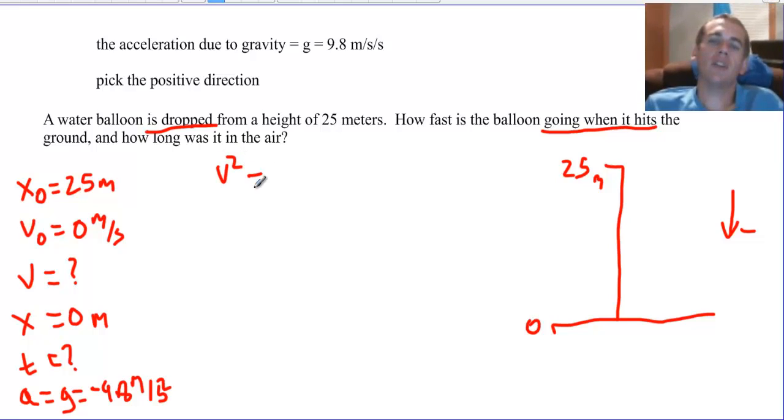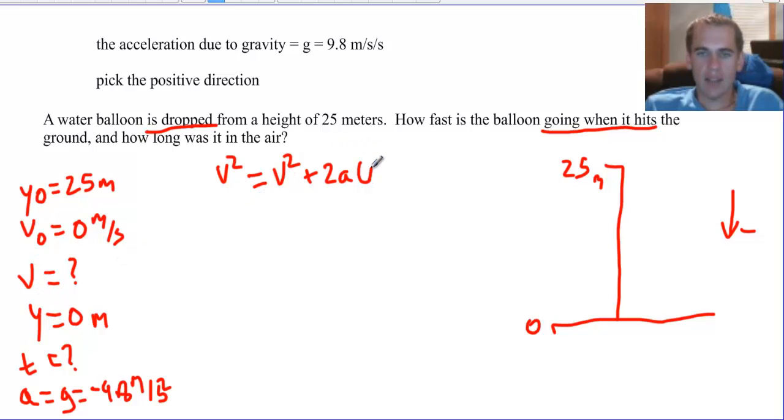Final velocity squared equals initial velocity squared plus twice the acceleration times the change in position. And you know what? I'm going to change this a little bit. I have x naught and x over here, except really I'm in the vertical direction, so instead of using x, I'm going to use y. So I have y naught and y. And instead of delta x, I'm going to have delta y. It's a good habit to call your vertical things y's because later we're going to put horizontal and vertical together. We don't want to get them confused.